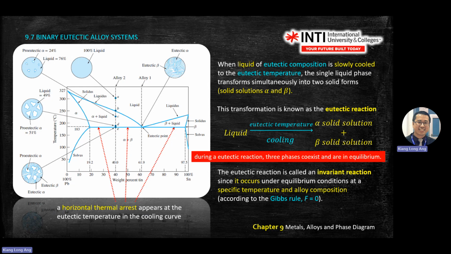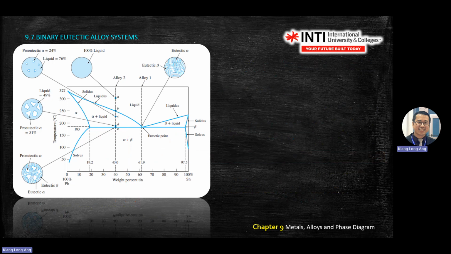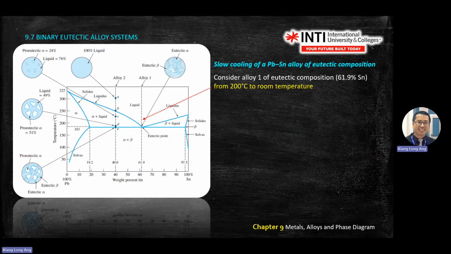So here is the horizontal thermal arrest. Okay. Now we start to do analysis. Consider alloy 1 of eutectic composition, 61.9 Sn. You cool down from 200 degrees C to room temperature. 200 is from here. You drop down to here. So you see what happened. During the cooling period, from 200 to 183, the alloy remains liquid.